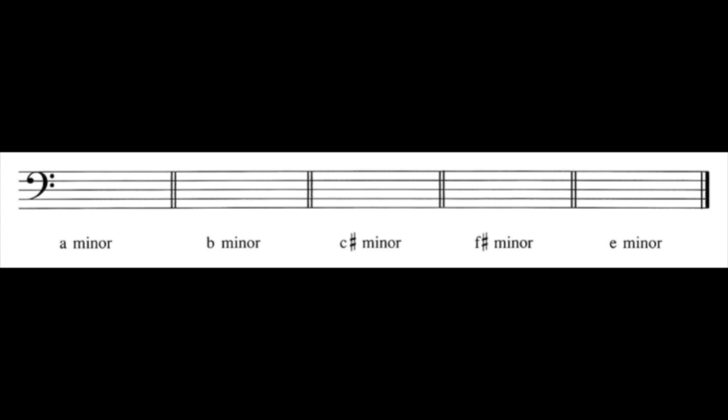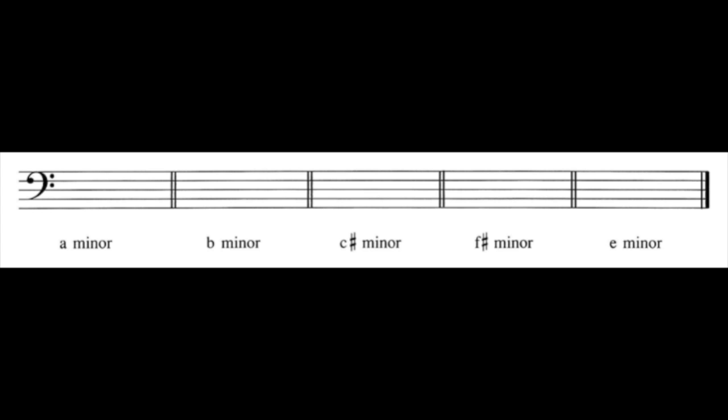Your next question has you just writing in key signatures. So you want to figure out your relative major to each of the named minors and then write in the corresponding key signature.